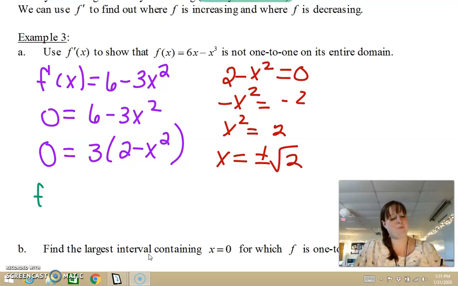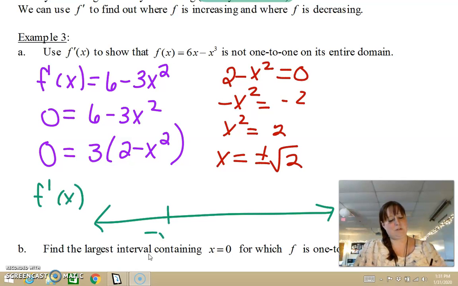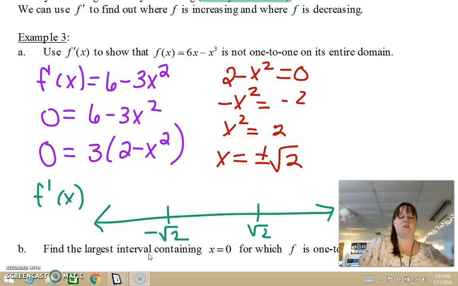So we're going to draw our f prime number line, and we're going to put our critical numbers on there, negative root 2 and root 2. And then we're going to see what's happening with this function on either side of it. So let's start in the middle because it has 0, and I love plugging in 0 because it's so easy. So remember, I plug 0 into the derivative and see if the derivative is positive or negative at that point.